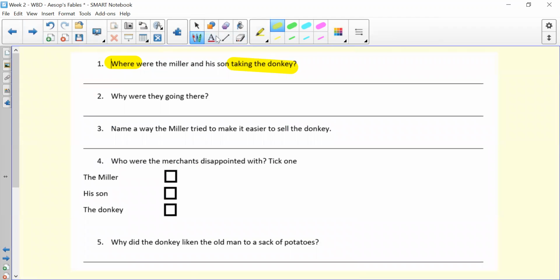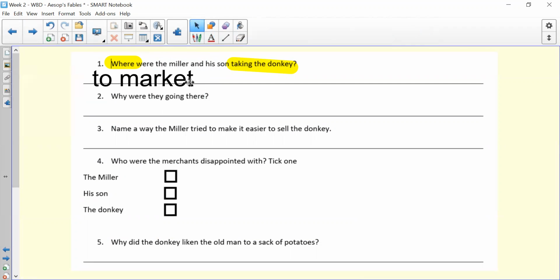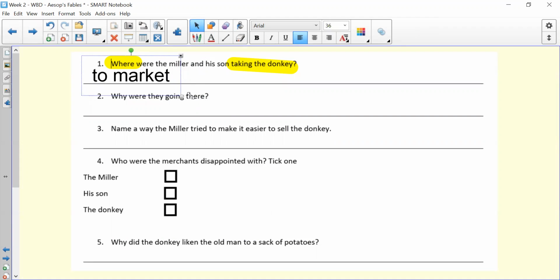Okay, now because this is a quiz, you don't need to write in a full sentence. It's, where were the miller and his son taking the donkey? They were taking him to market. Now, if you were writing in your book, you would write a full sentence if you didn't have this sheet and you were just copying an answer into your book from a question somewhere else. But as the question is there, you don't need to write in a full sentence. They were taking him to market.